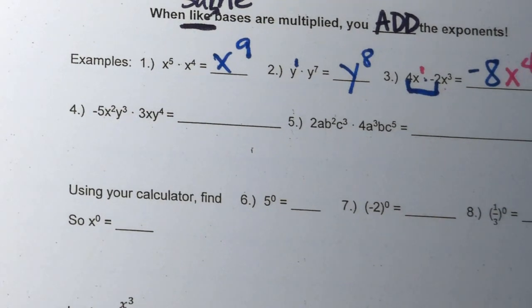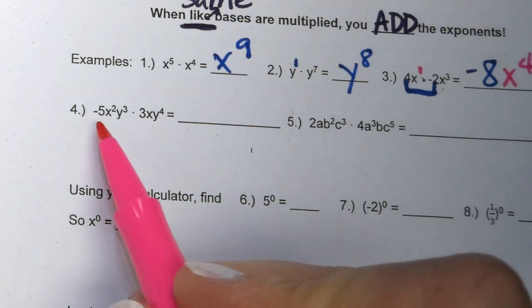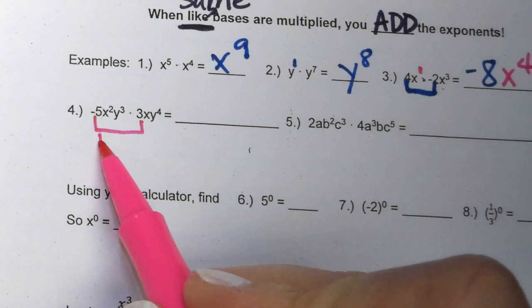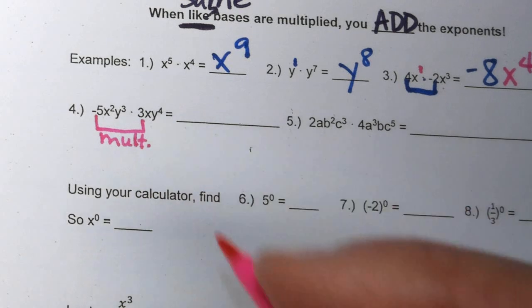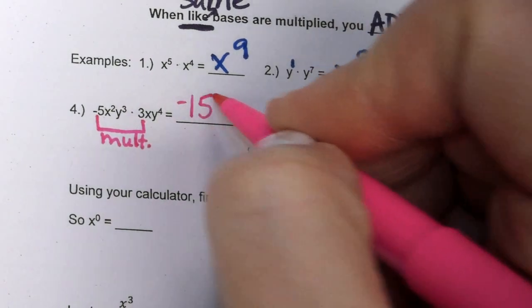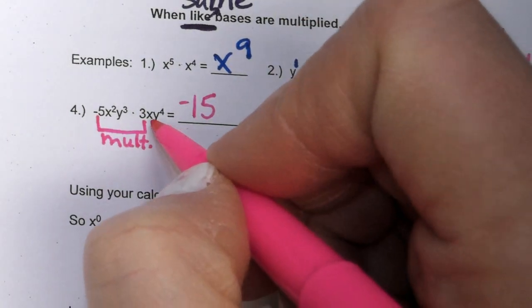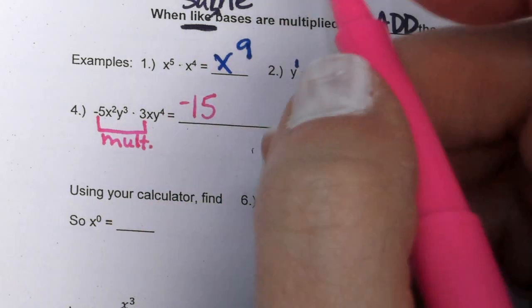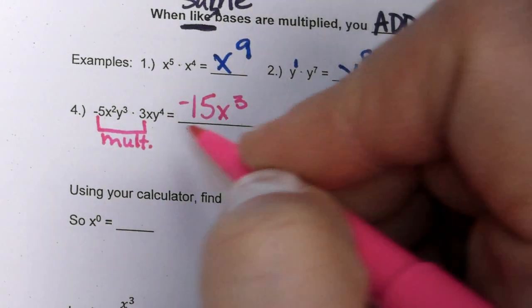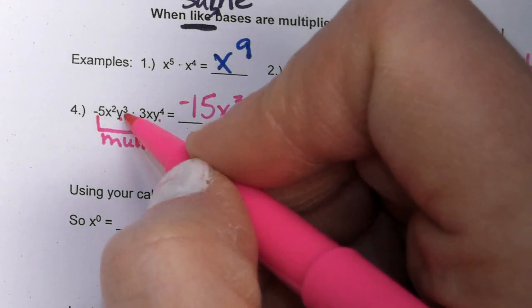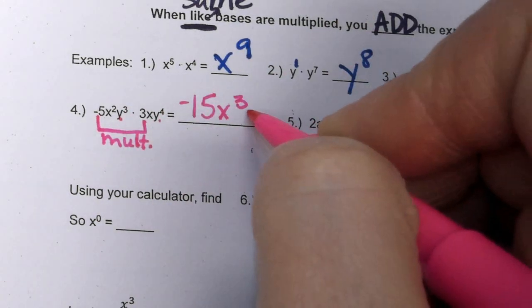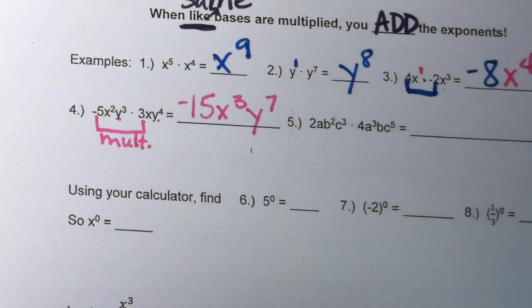Okay, number 4. So we're going to keep using those same rules. We're going to go ahead and multiply those numbers in the front first. Negative 5 and a positive 3 makes a negative 15. X squared and an x to the 1 makes x to the 3rd. You add those exponents. Y to the 3rd and y to the 4th makes y to the 7th.